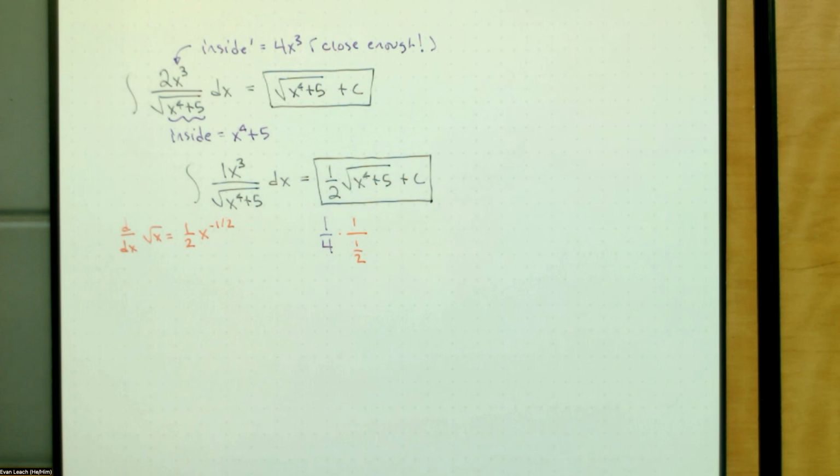What we're going for is balancing constants. Think about constants from the derivative of the inside. Think about constants that might have shown up when we take the derivative of the outside with respect to the inside.